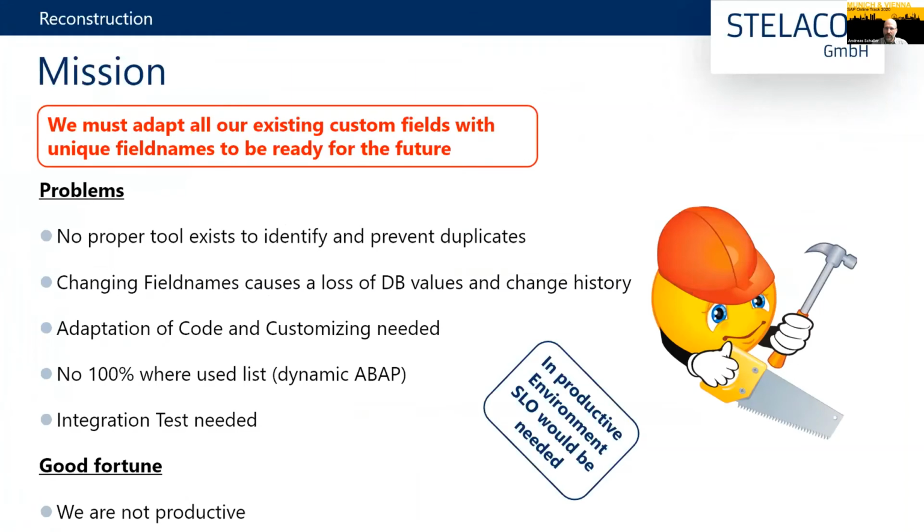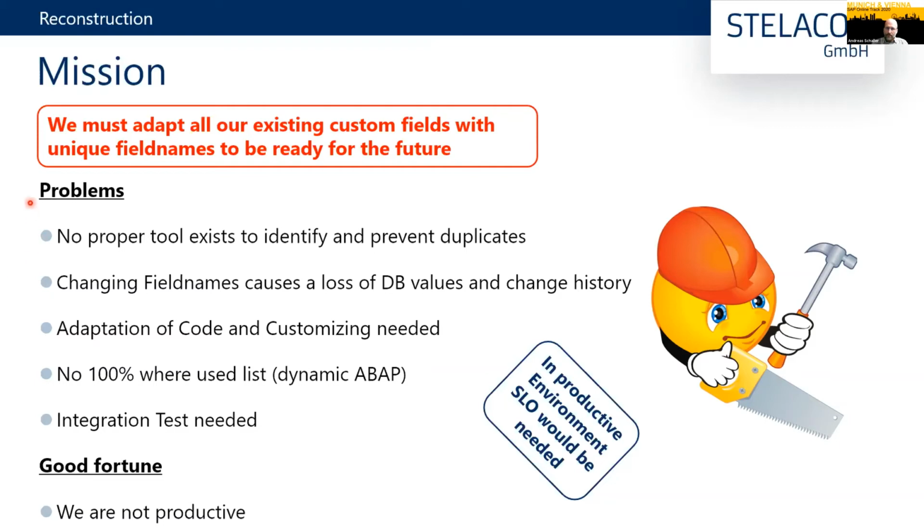Our mission during the project was that we have to do some extra work, because now we must adapt all our existing custom fields and give them unique field names to be ready for the future. Because we cannot be sure if SAP comes up with a new structure, in the next release or the next S node, that combines structures where we have already used the same field name in different structures. Then we would also have an activation clash, and that's not very funny.